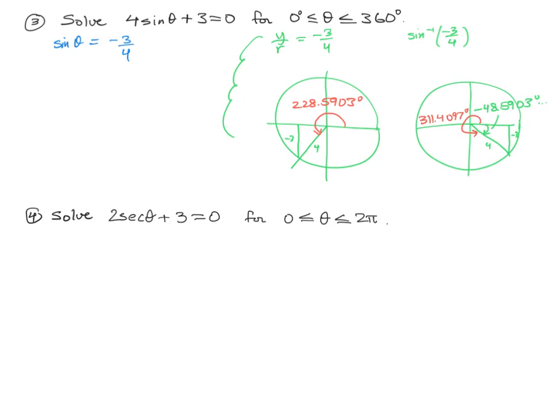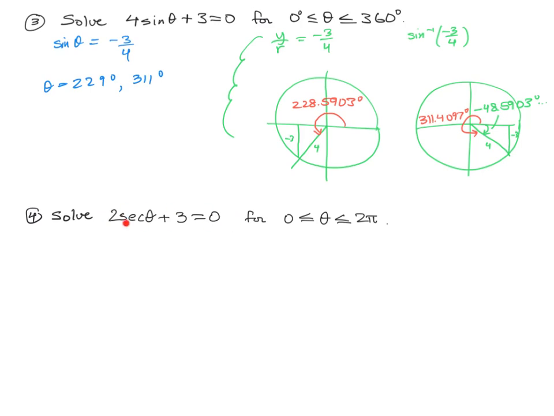Now, there were no instructions about rounding, so I have to round to 3 sig figs. That's the default. So we have theta equals 229 degrees, or theta equals 311 degrees. So those are the two solutions for that one.